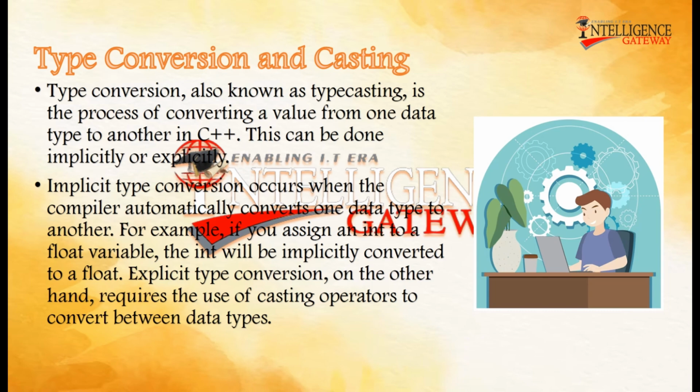Type conversion and casting. Type conversion, also known as typecasting, is the process of converting a value from one data type to another in C++. This can be done implicitly or explicitly. Implicit type conversion occurs when the compiler automatically converts one data type to another. For example, if you assign an int to a float variable, the int will be implicitly converted to a float. Explicit type conversion, on the other hand, requires the use of casting operators to convert between data types.